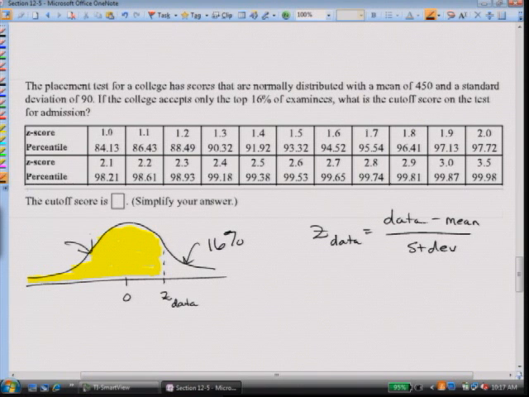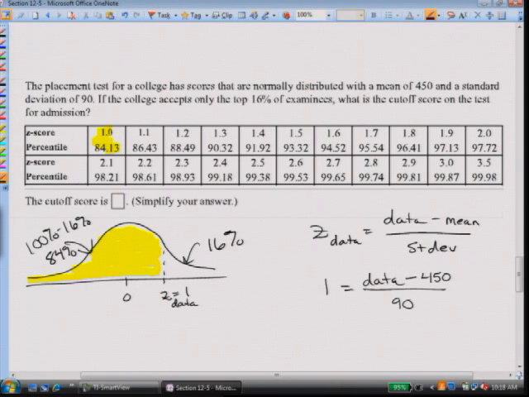So this area, of course, is going to be 100% minus 16%, which is 84%. And then you have to look at the chart, and you're going to pick the percentile that is closest to 84%, which you should see is 1. Okay? And so this is your z data value, 1. So you're going to put 1 in for the z data value, and you're looking for the actual data, the test scores, minus the mean, which is 450, divided by the standard deviation, which is 90.